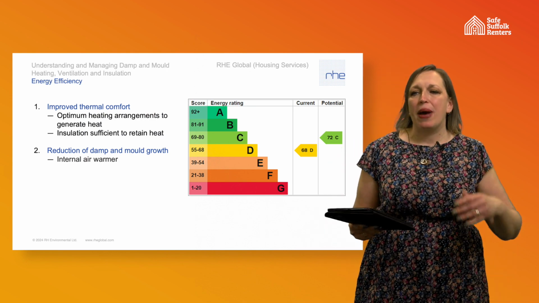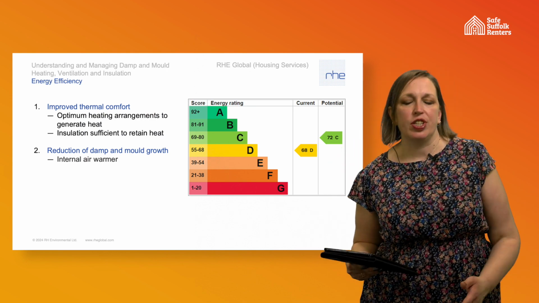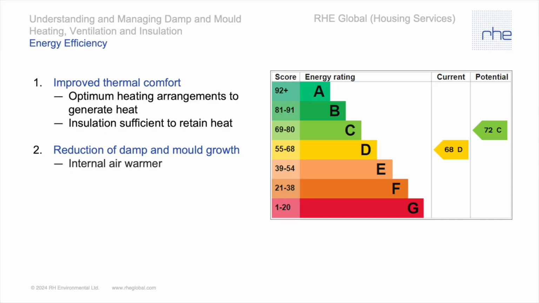So thinking a little bit about EPCs then, what they tell us in terms of energy efficiency. This is the standard tool for assessing energy performance in buildings, and it gives us a good indication of how a property is performing thermally. And the reason that links to damp and mould growth is that the better thermal comfort we have, the better we make our property perform thermally, the more we reduce damp and mould growth because we keep our internal air warmer and thereby we stop that condensation happening.